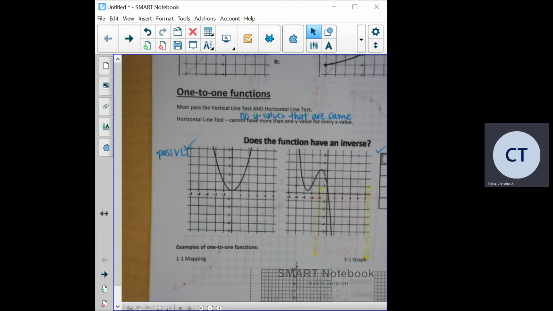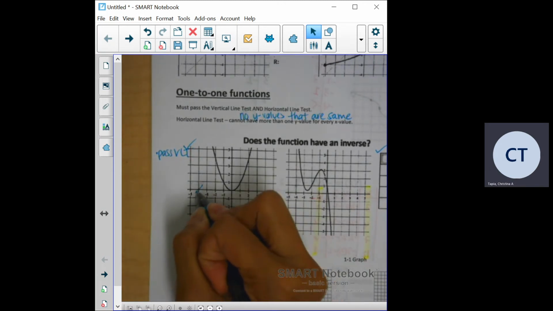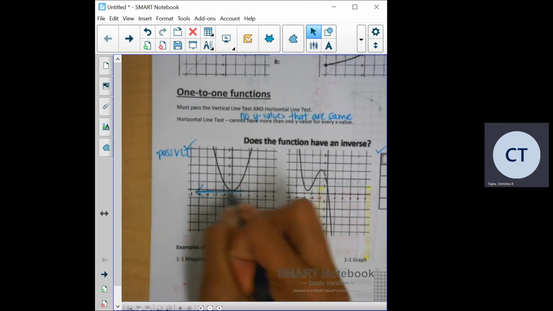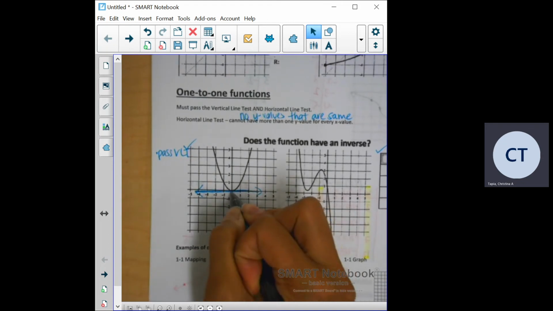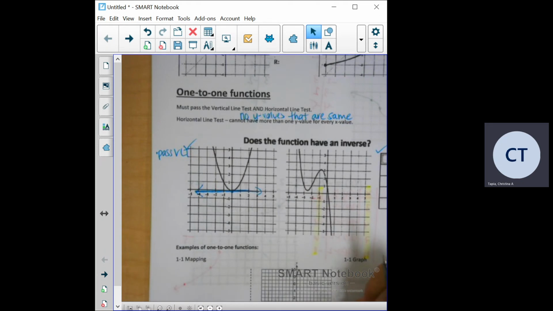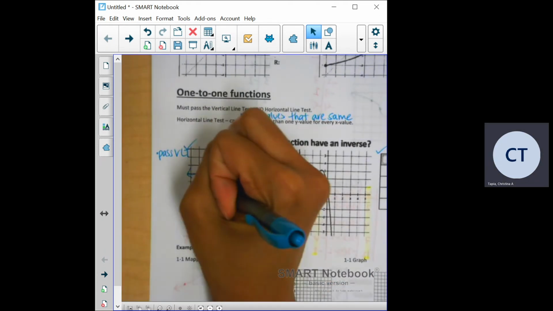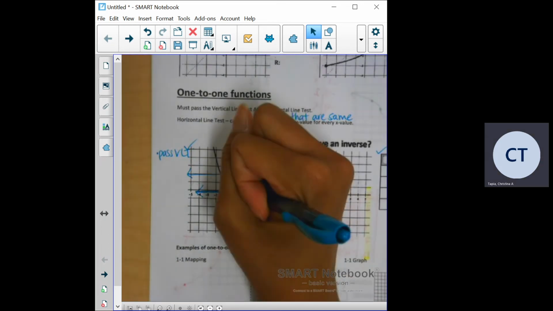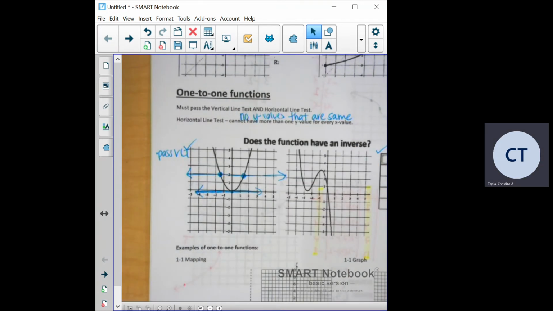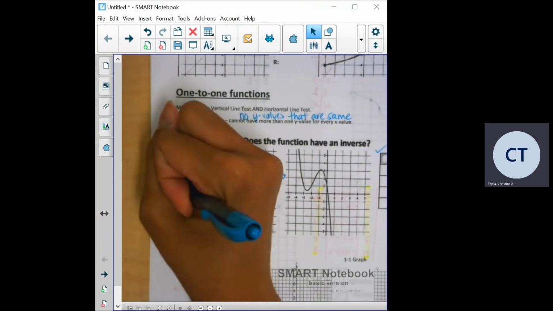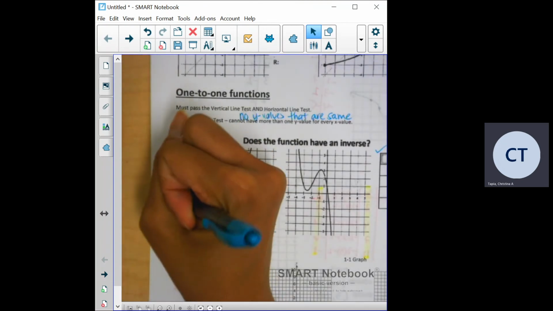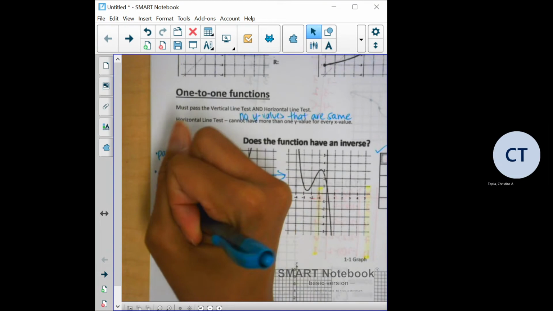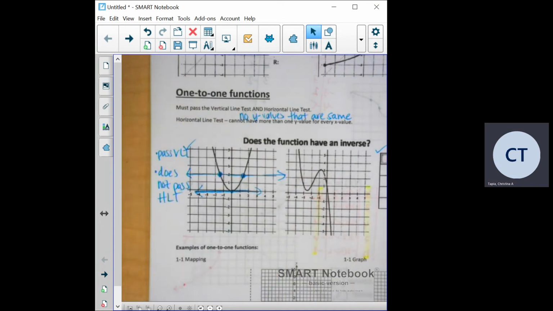Okay, so horizontal line test, that's side to side. If I was to draw a side-to-side horizontal line right along the x-axis here, it would only touch the graph at one point. So far, it's good. But if I literally go right down the middle of the graph, is this going to pass? Because of these 2 points, it's not going to pass. So I'm going to put a little note, does not pass the horizontal line test.